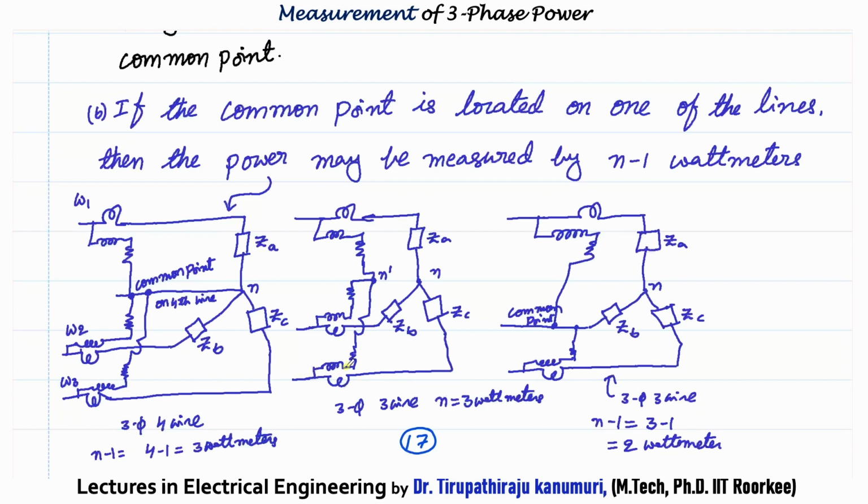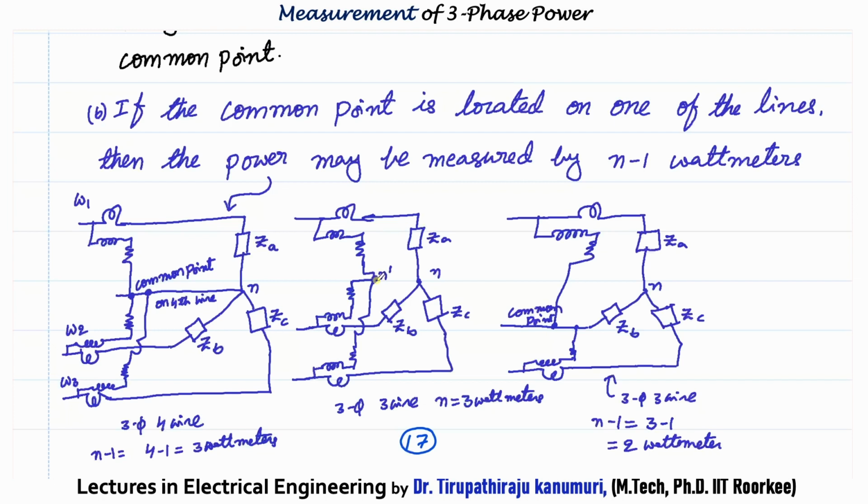If you are measuring with 3 wattmeters, the current coil will be connected in the respective phases, and the potential coil or pressure coil will be connected between each phase and a common point. That common point is not related to these conductors. So the pressure coils are connected to this common point, and in that case 3 wattmeters will be used.